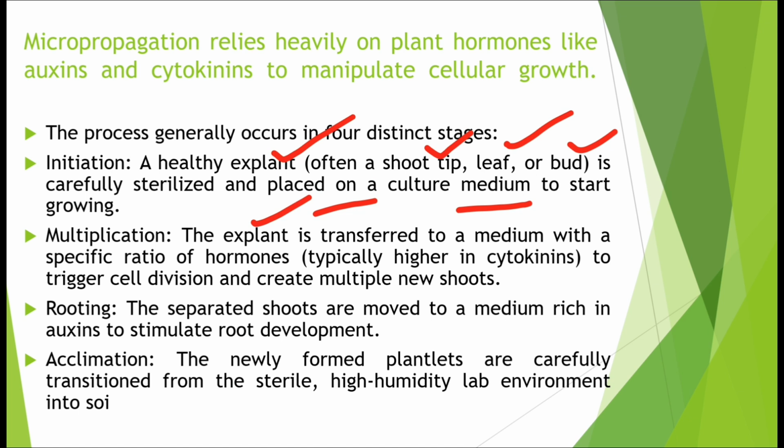So at first we have to place that explant in a cytokinin rich medium to develop new shoots. Then we have to transfer it into an auxin rich medium to develop roots. Okay, then acclimatization. After the development of shoot and root, a new small plantlet is developed. Then the newly formed plantlets are carefully transferred from the sterile, high humidity lab environment to the soil, that means into the environment.